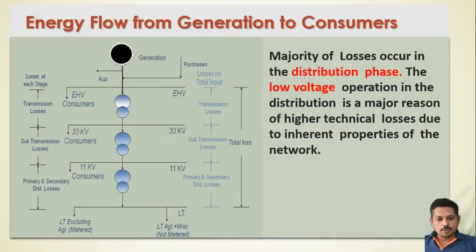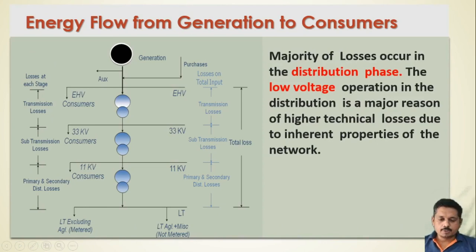Generation to consumer line losses. In front of your screen, I have presented one diagram which shows the losses at each stage, like transmission losses, sub-transmission losses, primary and secondary distribution losses, and LT consumers including metered and non-metered losses. So these are all the transmission losses.